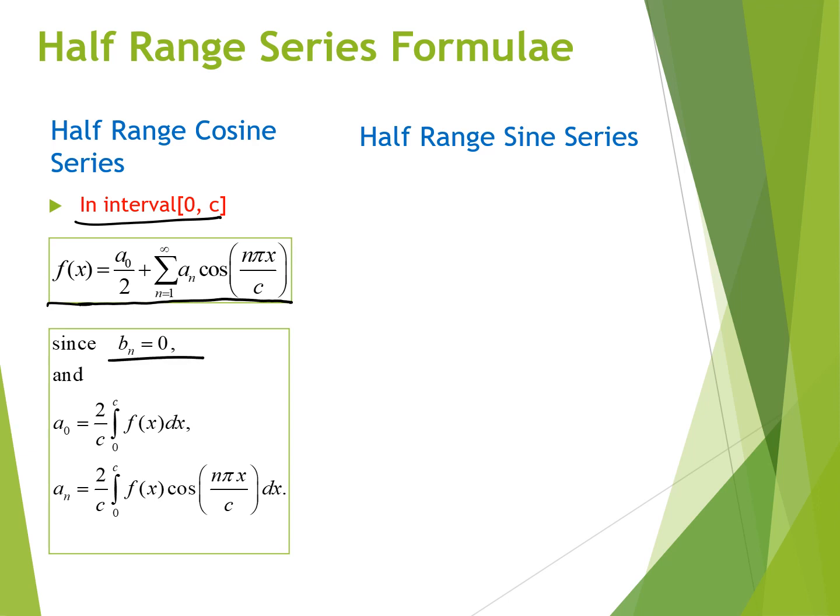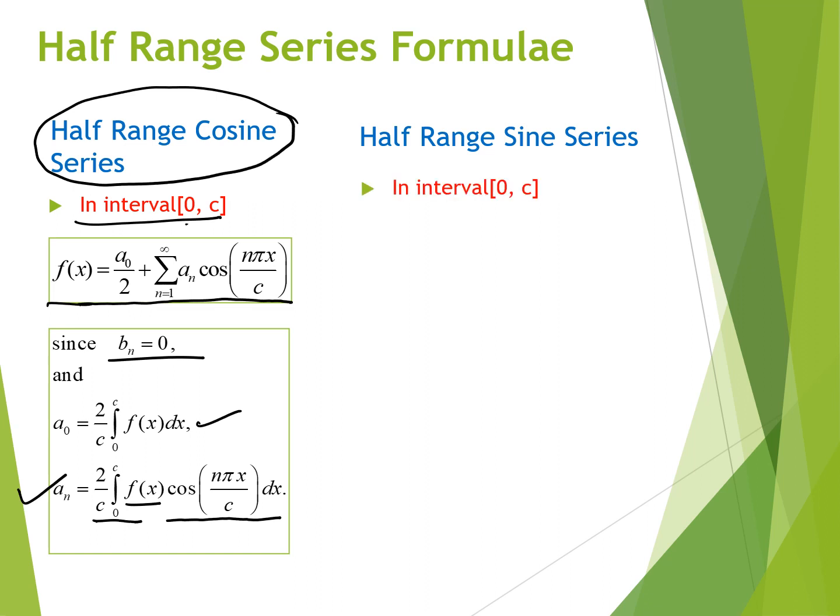For this, b_n is 0, and the value of a naught is 2 upon c times the integration from 0 to c of f(x) dx, and a_n is equal to 2 upon c times the integration from 0 to c of the function f(x) into cos(n pi x upon c) dx. This is for the half range cosine series for the interval 0 to c.